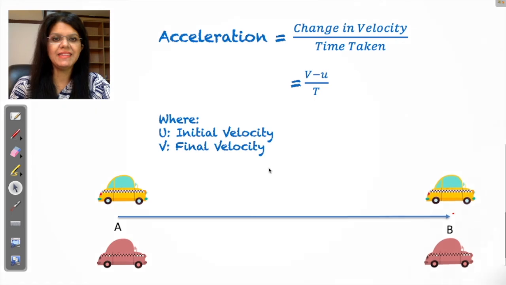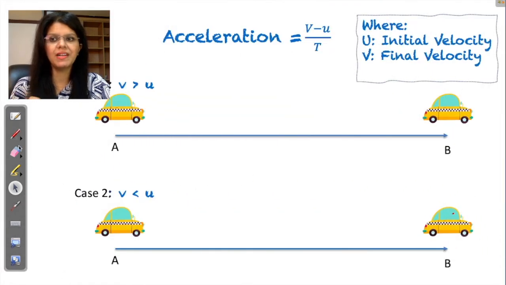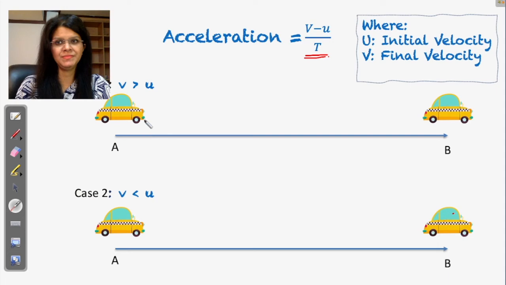Okay, so we'll understand one more practical application of the formula for acceleration here. So please always do remember, u is the initial velocity and v is the final velocity. So we are going to consider here two cases, case 1 and case 2. So in case 1, what are we talking about? So let's focus on case 1.